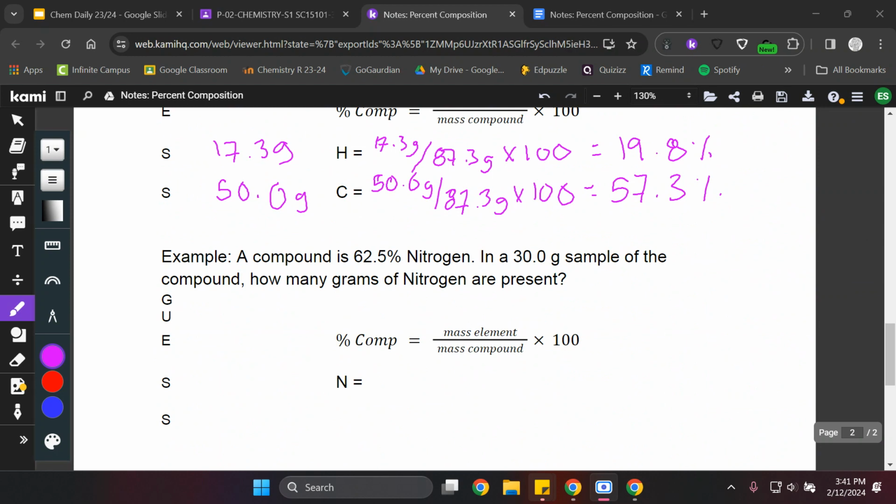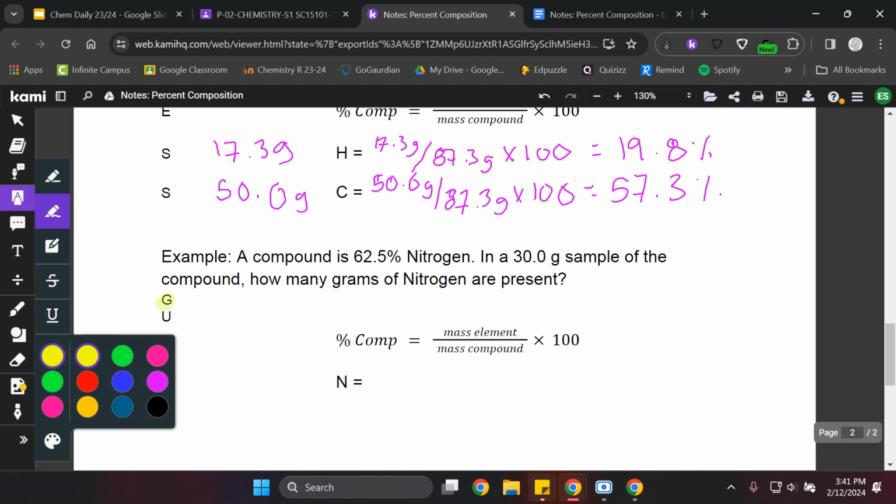Let's give the next two a try. These ones are going to be a little bit different, but we'll give them a try. So the next example: a compound is 62.5% nitrogen. In a 30-gram sample of the compound, how many grams of nitrogen are present? So this one has some different given information, but the same concept. So here are our givens. We have numbers here, right? 62.5% nitrogen, 30-gram sample.